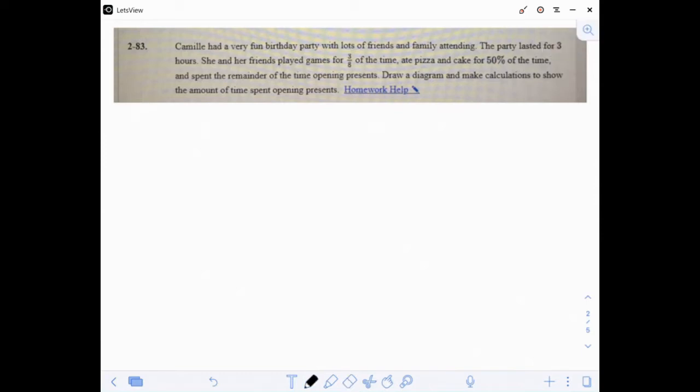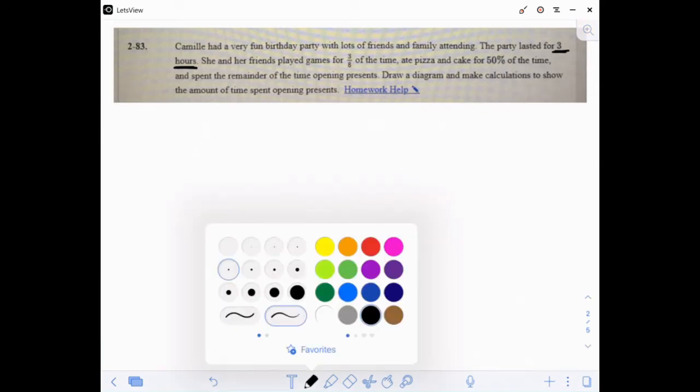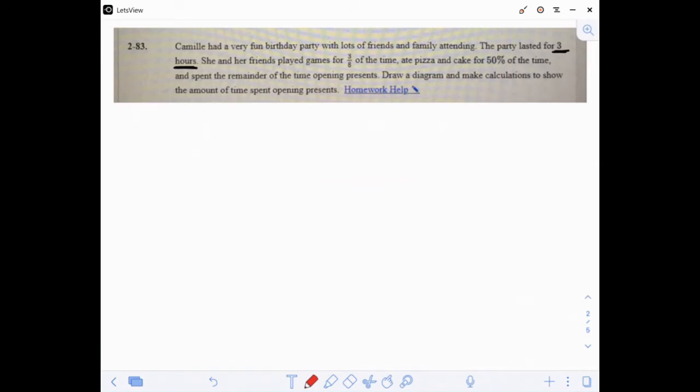So just starting to read this, very fun birthday party, lots of friends. Party lasted for 3 hours. That's going to be important, so I'm just going to mark that. She and her friends played games for 3/8 of the time. So games for 3/8 of the time. Let's write that. Games, that was 3/8 of the time.